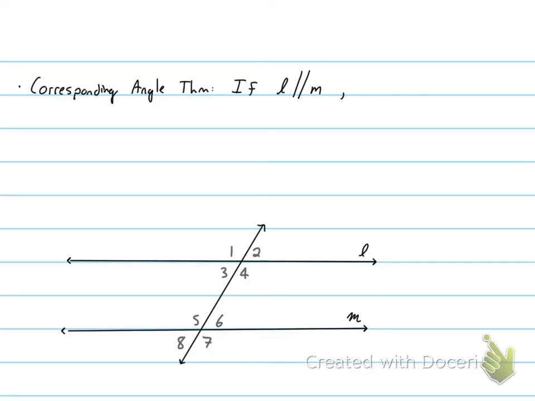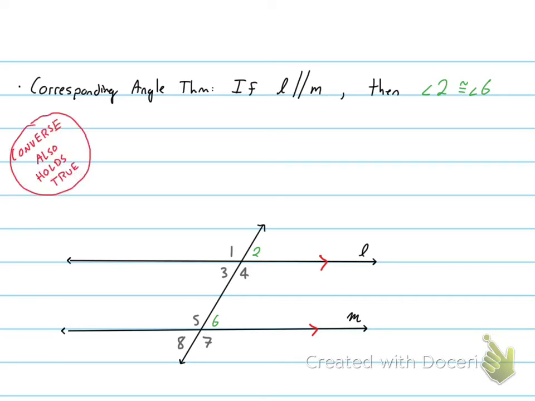In that diagram, if lines L and M are parallel, that's the symbol that you would see for parallel lines. And remember, you'd also see those red arrows there. Then I could say that angle 2 is congruent to angle 6 because they're corresponding angles. What's important to note here is that the converse also holds true.